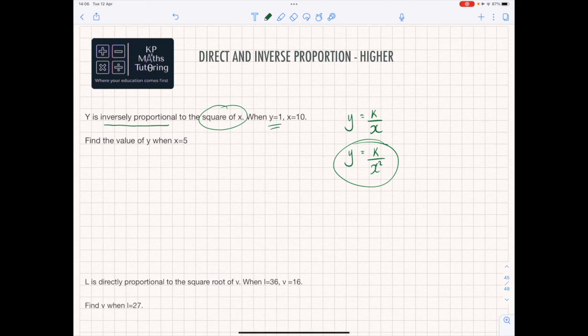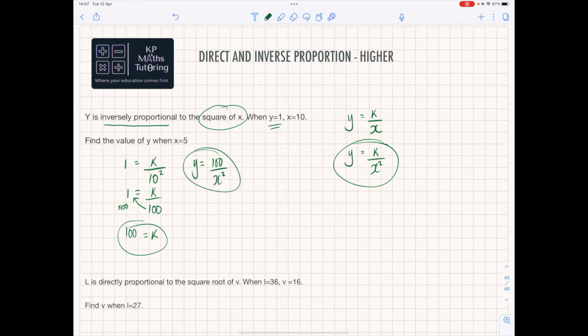So y is 1, so I go 1 is equal to, I don't know what k is yet, and x is 10, but remember I've got to square that. So it becomes 1 is equal to k over 100, because 10 squared is 100. Take that over that side, and because it's a divide by 100, when I then move it over here, it becomes a times by 100. So we're saying k is equal to 100, so therefore my formula becomes y is equal to, k is 100 now, divided by x squared.